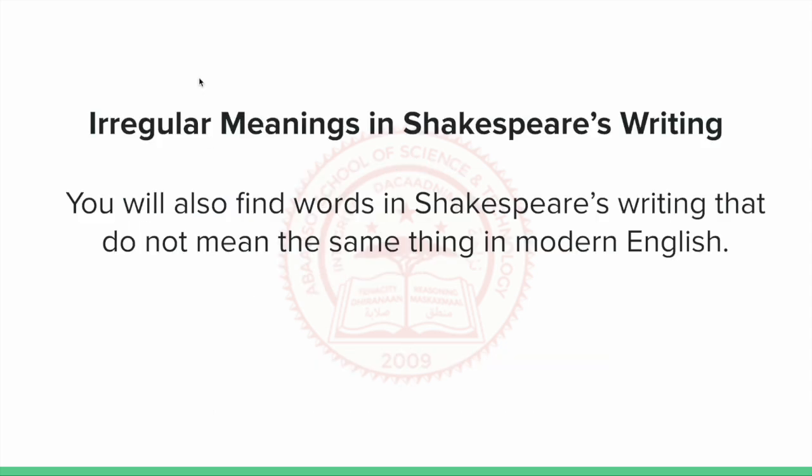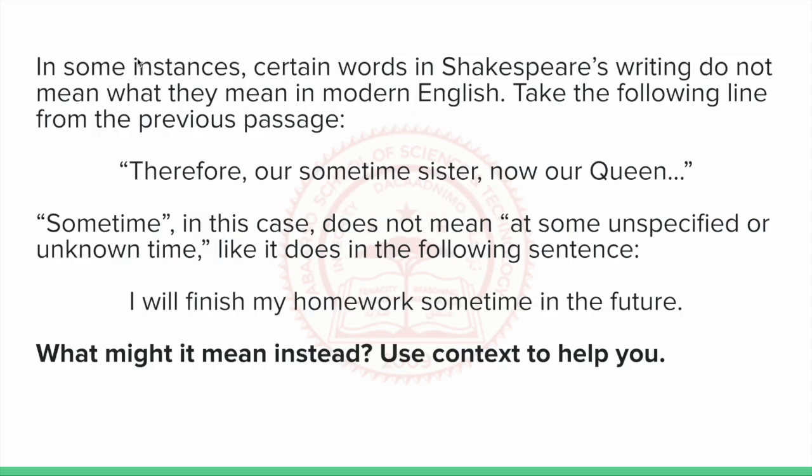And then the second part I want to cover in the language of Shakespeare, right, is irregular meanings in Shakespeare's writing. So you will also find words in Shakespeare's writing that do not mean the same thing in modern English, right? And the case of that in the previous passage is the word sometime, right?